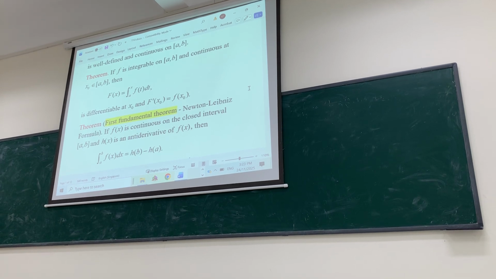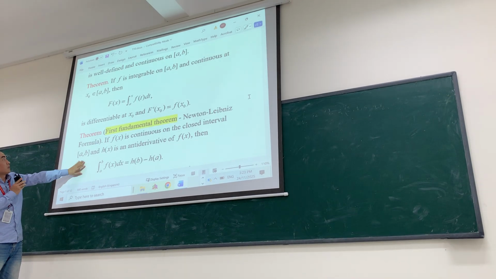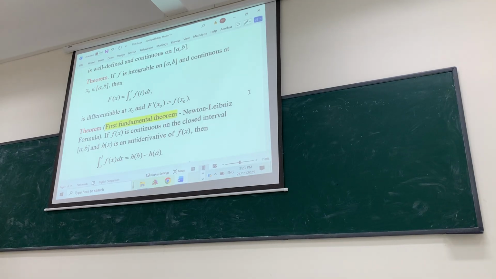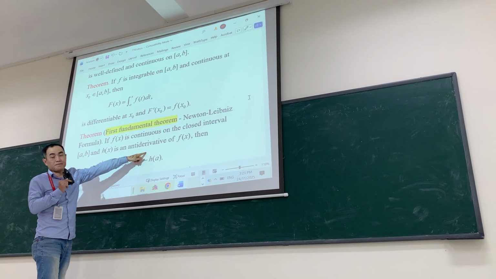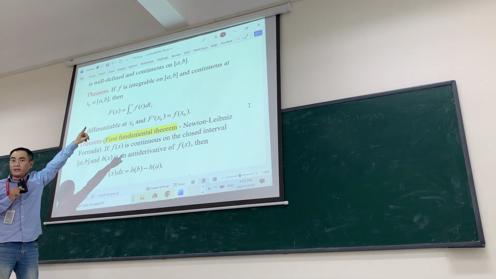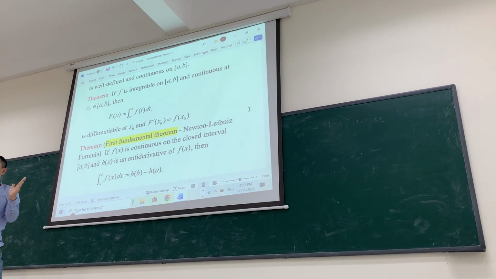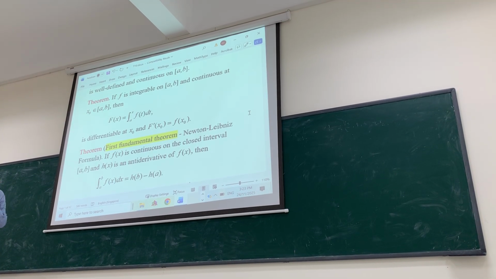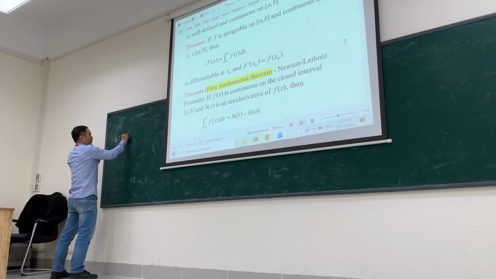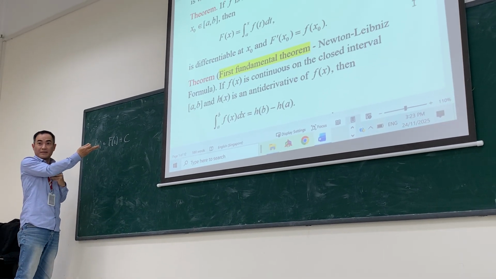Okay. Now we can prove the first fundamental theorem as well. Now let's see. F is an antiderivative of function f. You know two antiderivatives of the function f always differ by a constant. So we have G(x) is equal to capital F(x) plus C.